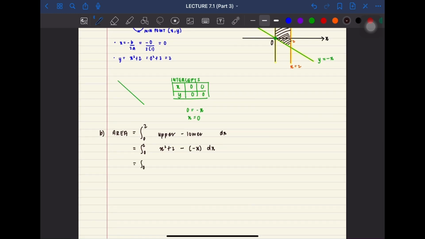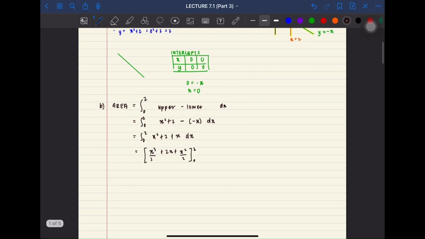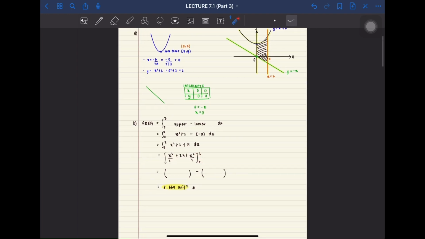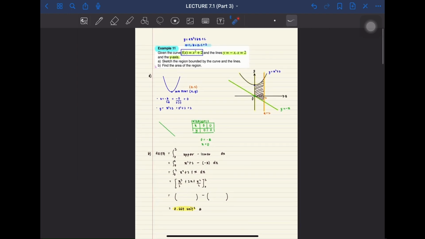Okay. So 0 until 2, x square plus 2. Negative is plus. So plus x dx. Okay, boleh direct integrate tu. So we have x cubed over 3 plus 2x plus x square over 2. So from 0 until 2. Okay, so kita masukkan value 2 and then kita masukkan value 0. So you calculate and then you're going to get 8.667 unit square. Okay, so this part awak kena tunjukkan, awak kena tunjukkan masuk value 2 dan value 0 tu dekat sini. Okay, ada markah untuk tu dalam answer. Okay, so finish first part.